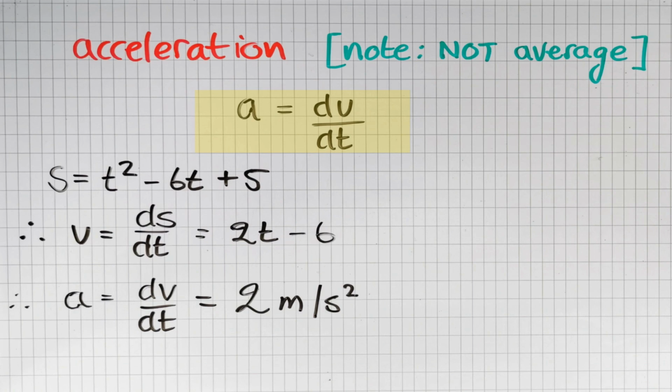So let's first get the instantaneous velocity. v is ds/dt. Taking the derivative, that gives you 2t minus 6. And taking another time derivative, the 6 is constant, so that is 0. And we are left then with a is dv/dt, which is 2 meters per second squared. So that is the acceleration at time equal to 6 seconds.